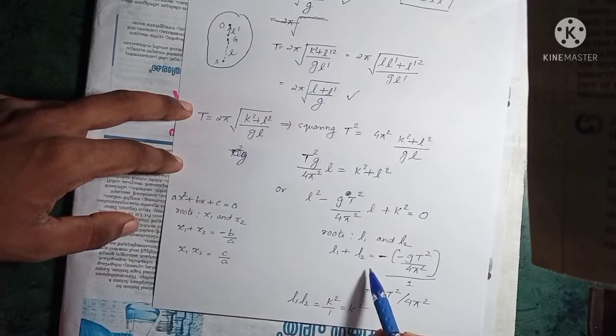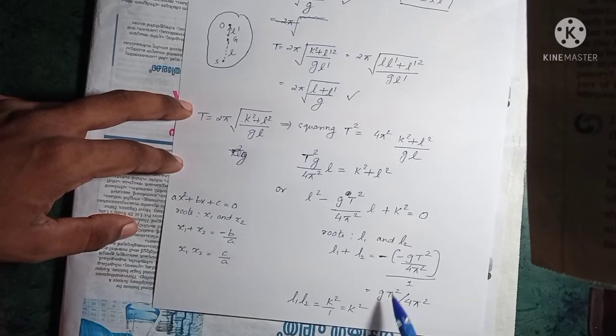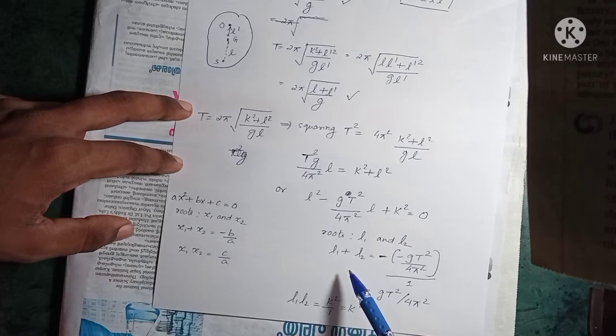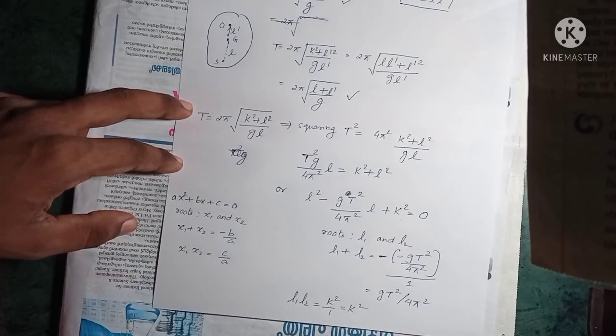So we have obtained that the sum and product are both positive, which means the roots L1 and L2 should be positive individually. That is the only case possible. You can just verify that.